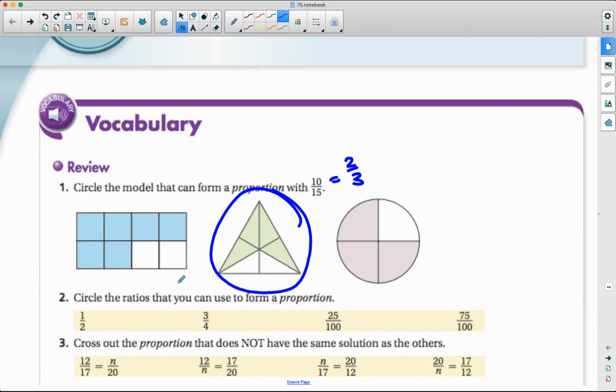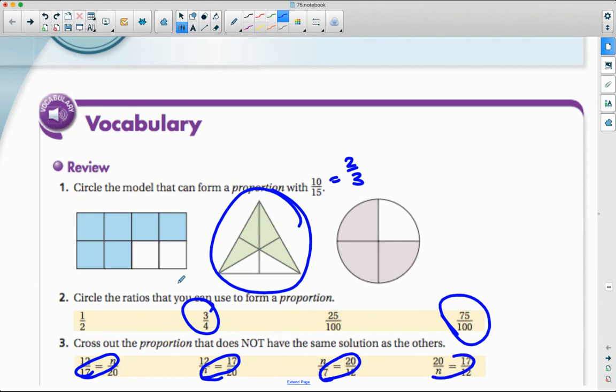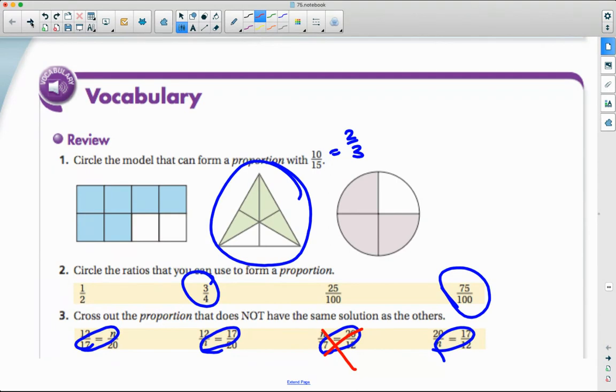Circle the ratio that can be used to form a proportion. All right. These here we can use to form a proportion. They're equal to each other, so we can set 3/4 equal to 75 over 100. Cross out the proportion that does not have the same solution as the others. Which one does not? Just look at the cross product. There's 17n, 17n, 17 times 20. Oh, something's wrong, 17n. All right, so this is the one that does not have the same cross product as the others.